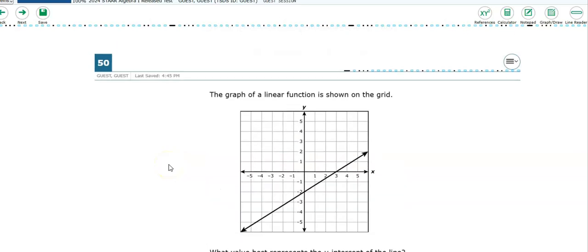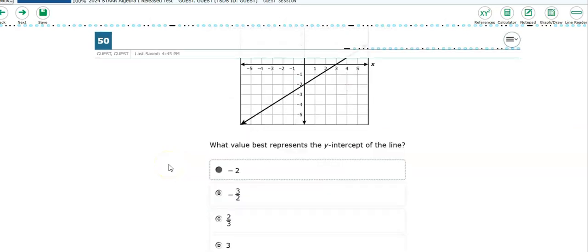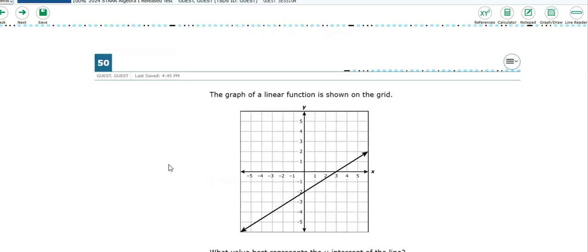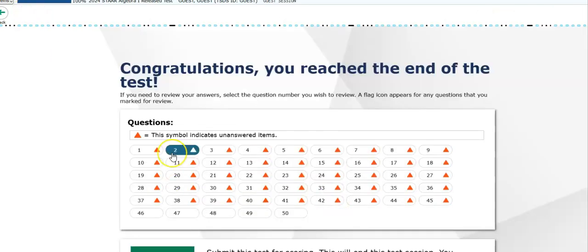It's such a weird test. They put really hard questions first, and the easiest question possible is the last question. Oh, State of Texas. Okay, and I think that's it.